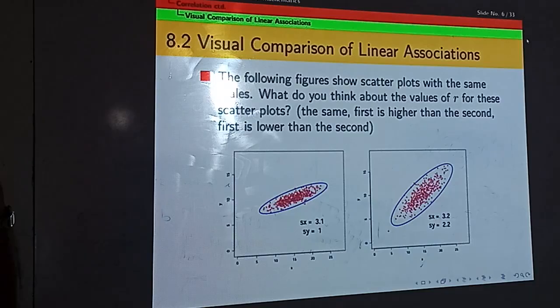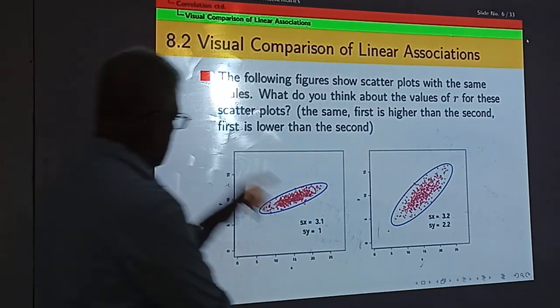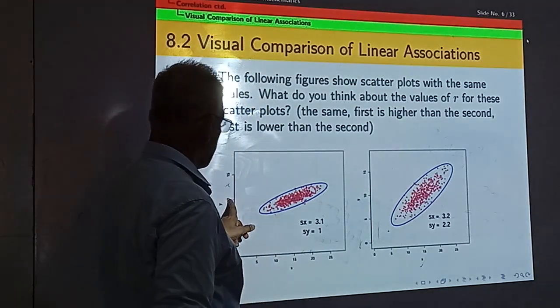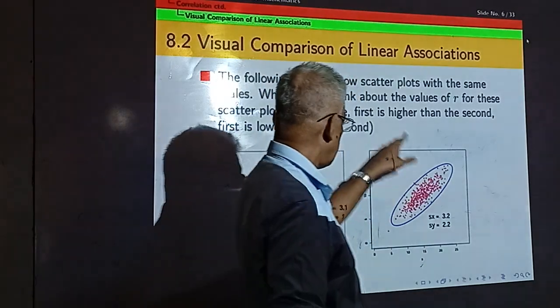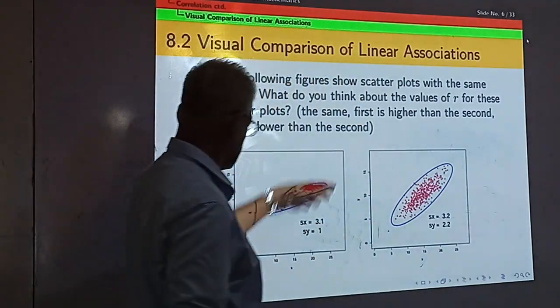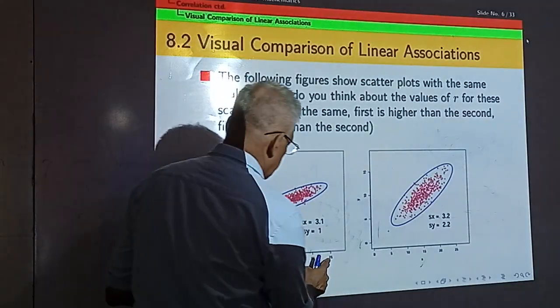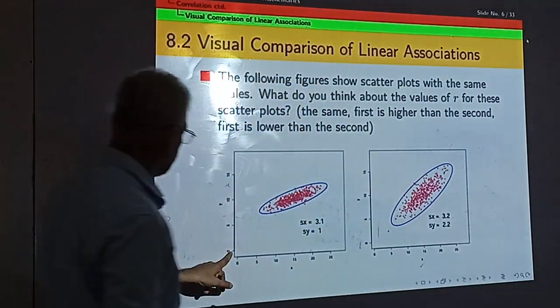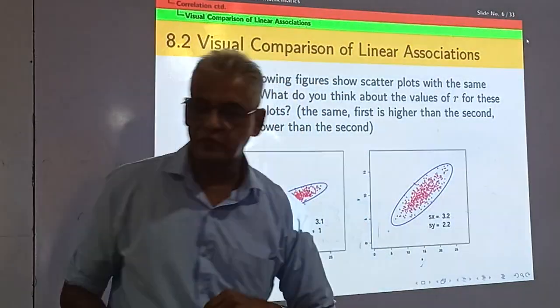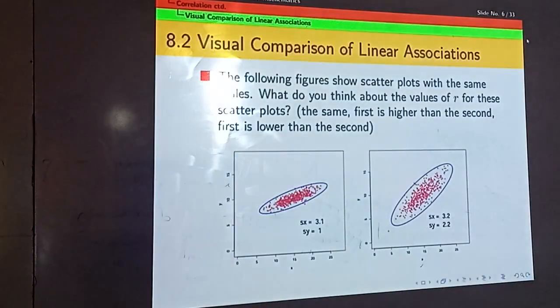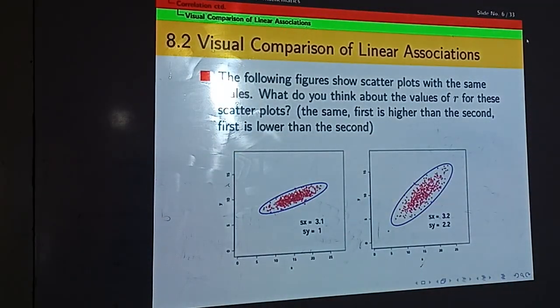In this case, what is happening is that they both have the same mean in x and y. The scales are the same here, right? This is going from 0 to something like 25. This is going from 0 to 15. Scales are also the same. Now, if you look at these two graphs, which one do you have?